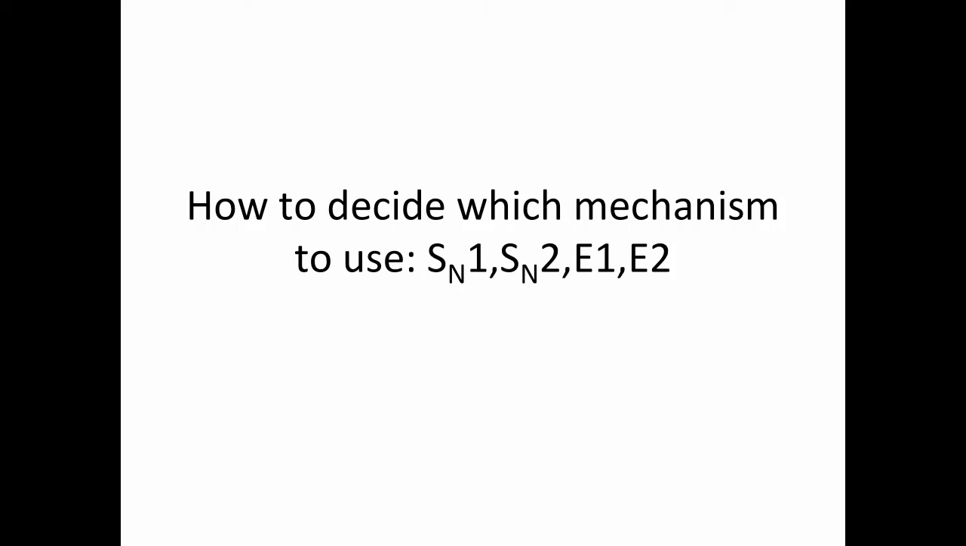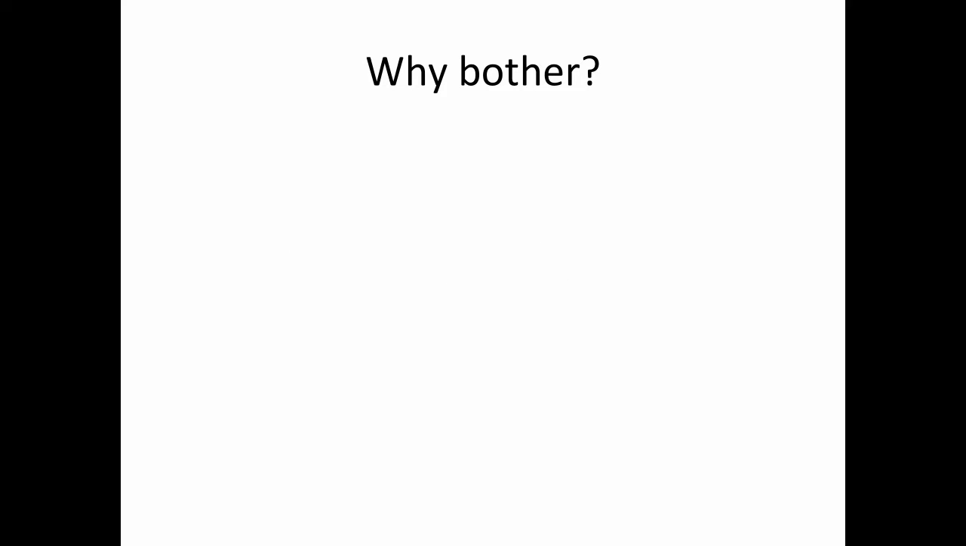In this video, we're going to look at how to decide which mechanism operates in a given reaction. That is, if you have a substrate that can do substitution or elimination, which of the mechanisms, SN1, SN2, E1, or E2, would the substrate undergo? Why would we need to bother knowing this information?